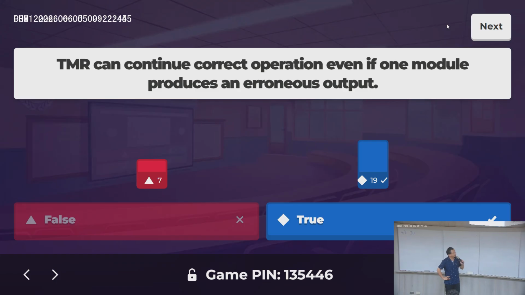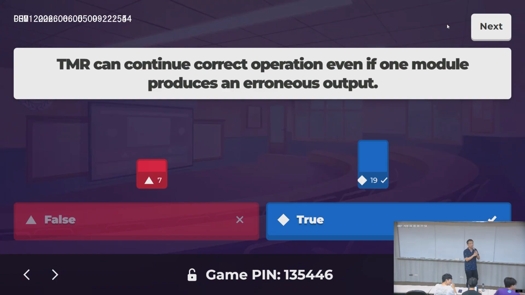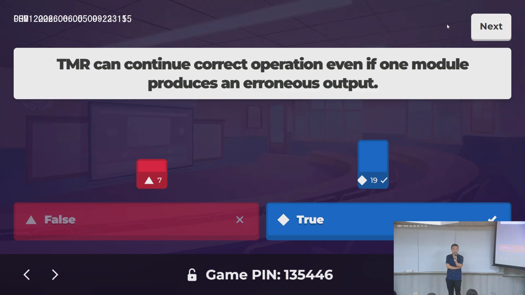Okay, so still the most part of the teams give the correct answer. So for this TMR, you need to know the idea and some limitation of these methods. So here I have a question for you. Do you know the reason why TMR can tolerate one module to be faulty? Why? Or maybe you can discuss with your team members or check the answers for 1 minute.